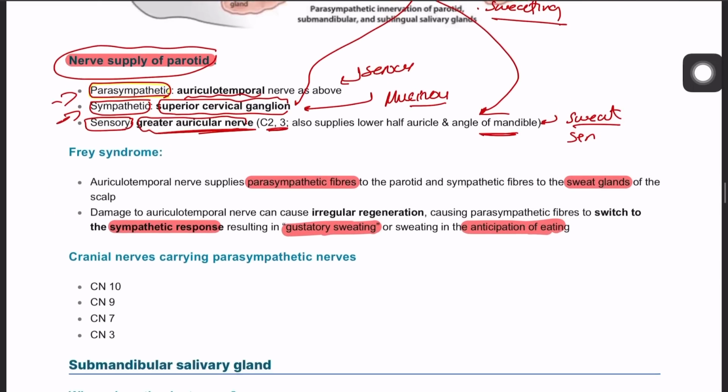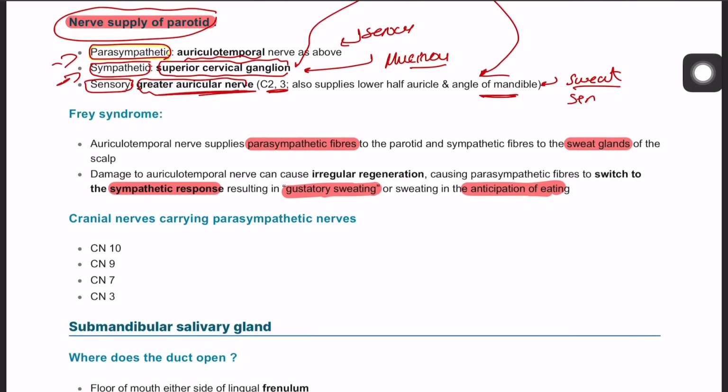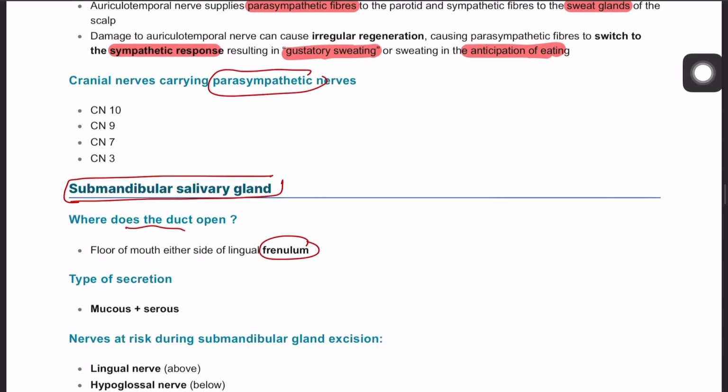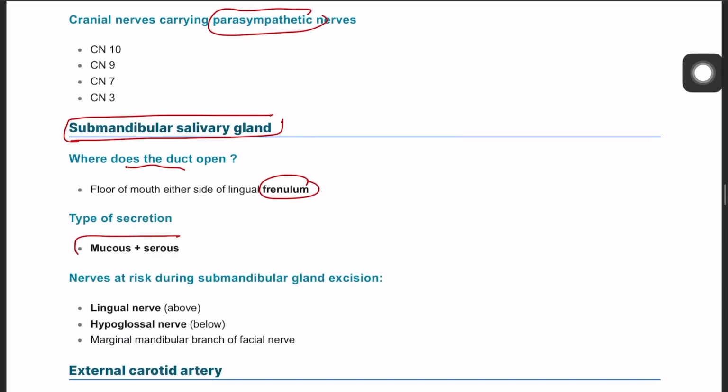So the next question is asking about what are the common parasympathetic nerves. Next is the submandibular salivary gland, where the duct opens, usually in the floor of the mouth, just beside the frenulum. What are the types of secretion? It's both mucinous and serous. And we talked about the nerve supply, which is coming from the chorda tympani for the submandibular salivary gland. Okay.